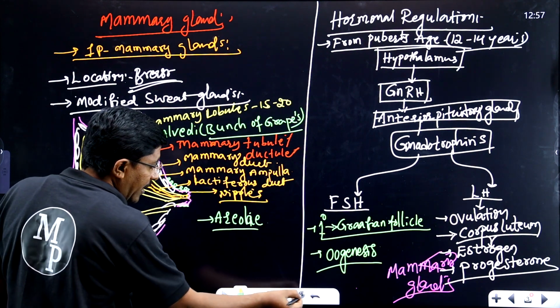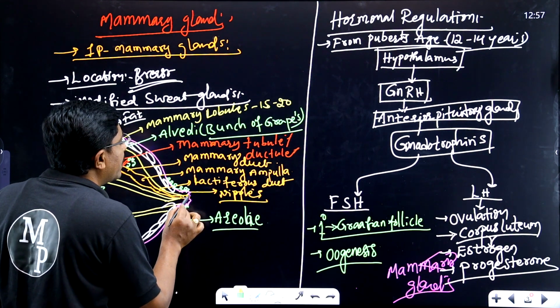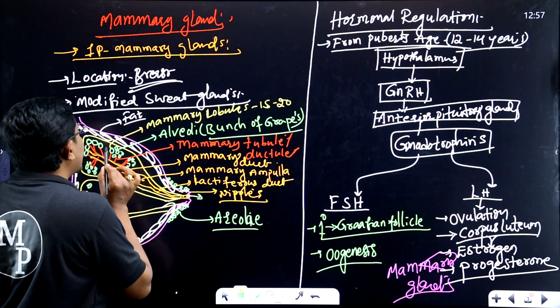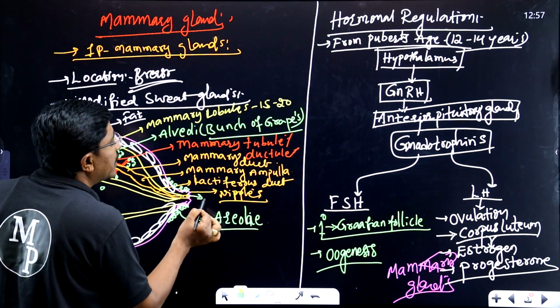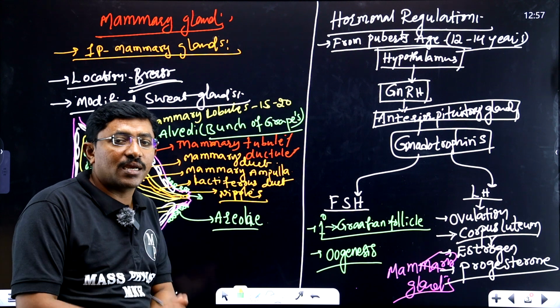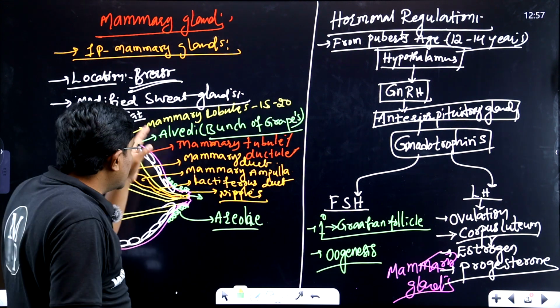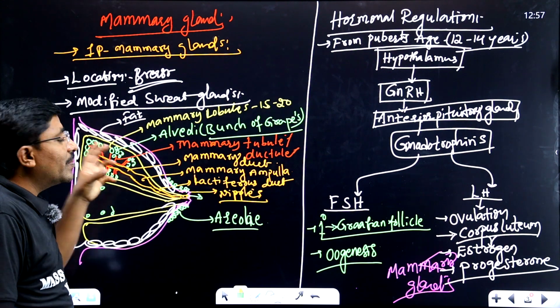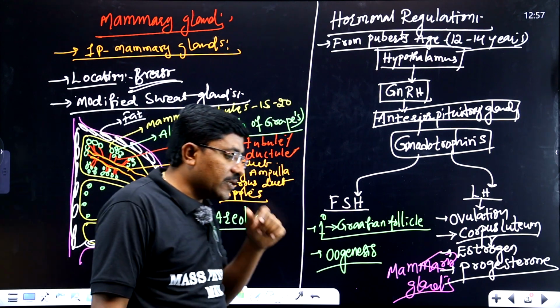Finally, the milk comes out from inside the mammary glands into the baby's mouth by the sucking process. So this is the mammary gland. Once again I'll explain to you.